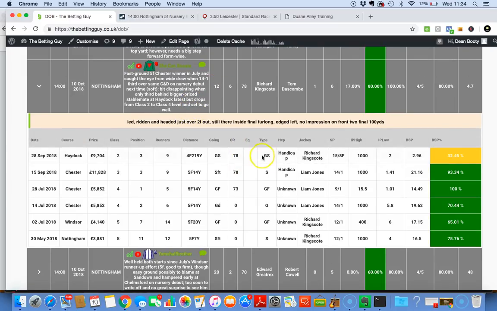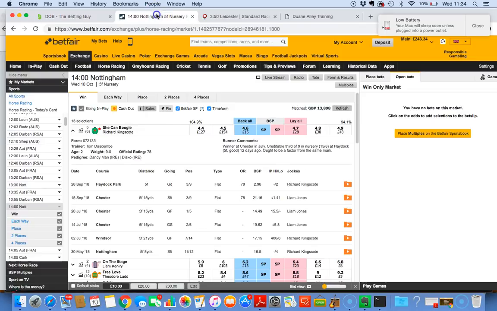So that was at Haydock. I'm just trying to think about. Oh, with low battery. Right, I'm gonna have to get going. So there's your idea. So we can see here that this horse. I was just trying to think about how far it's over. So it's running over 5 furlongs today, and last time out it was over five furlongs as well.